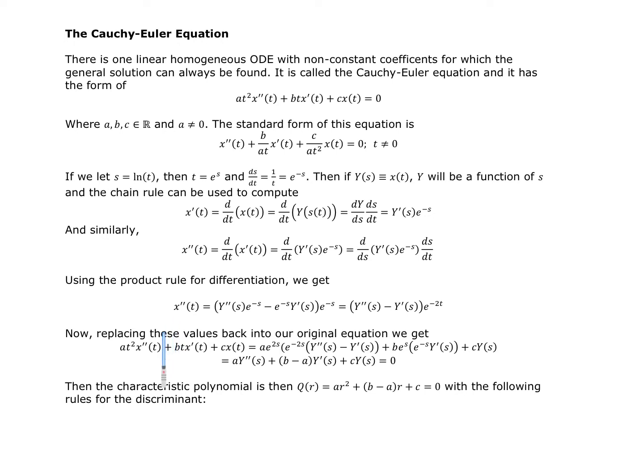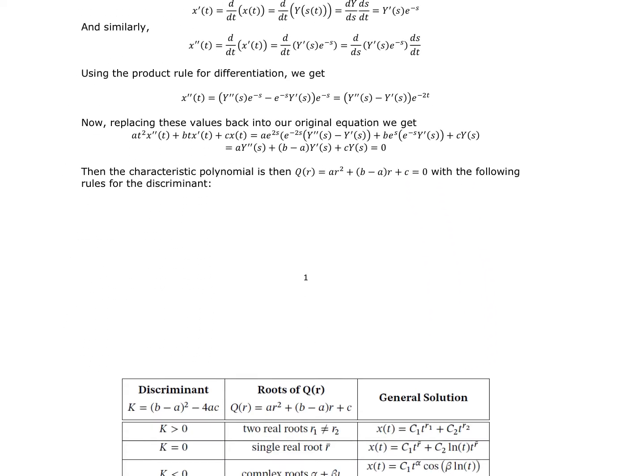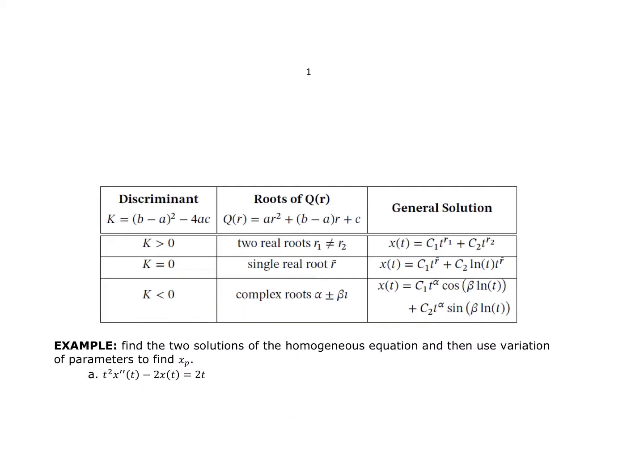When we get totally done, this particular linear homogeneous ODE with non-constant coefficients can be written as a y double prime of s plus (b minus a) y prime of s plus c y of s, which is equal to 0. Then we get a really nice characteristic polynomial of a r squared plus (b minus a) r plus c equal to 0. And we get some rules about the discriminant of this characteristic polynomial.